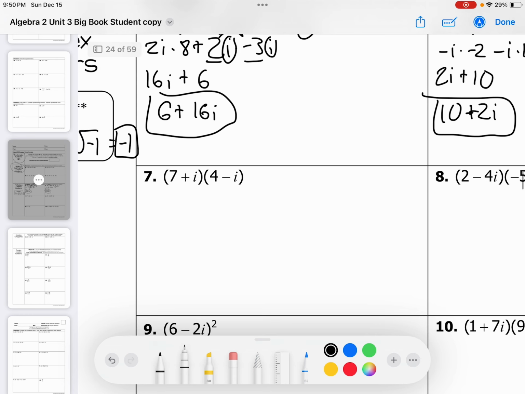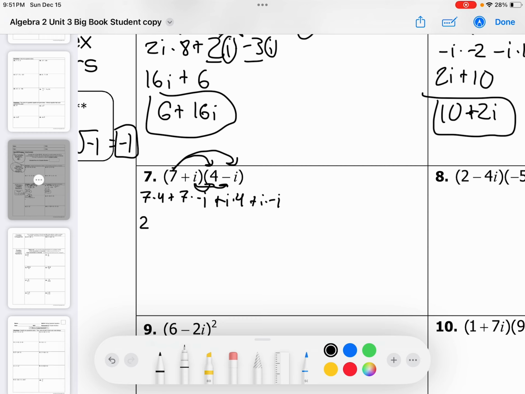Okay, down to number 7. Here we have 2 terms in front of this set of parentheses, so we're going to need to distribute both of those terms. First, I'm going to distribute the 7 to the 4 and to the -i. So I would take 7 times 4 and then plus 7 times -i. Then I need to distribute this i. So I would do plus i times 4 and then plus i times -i.